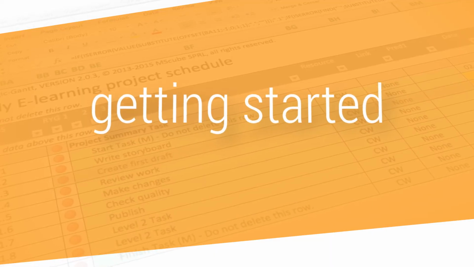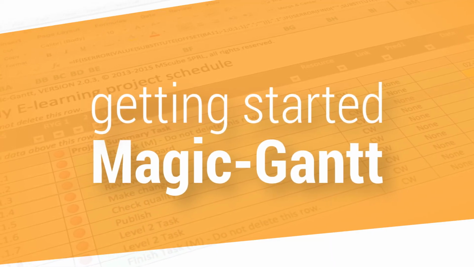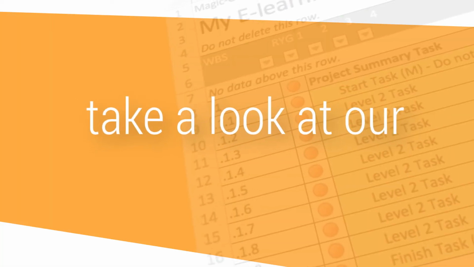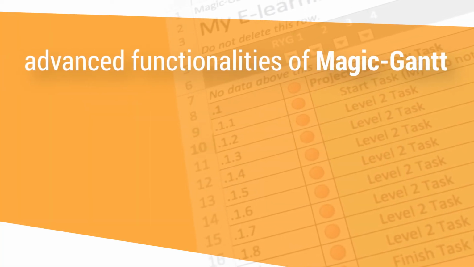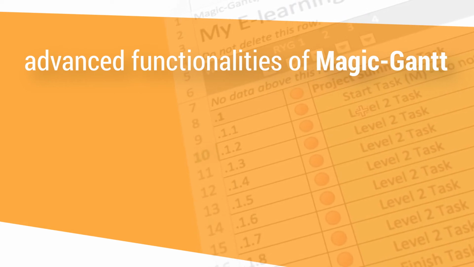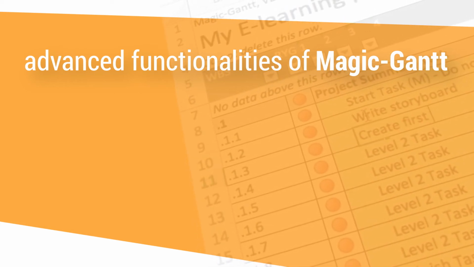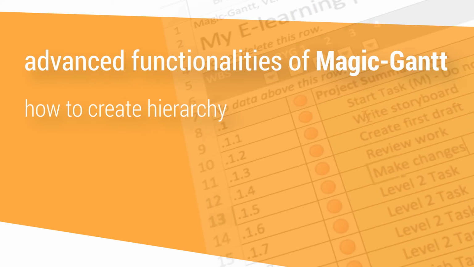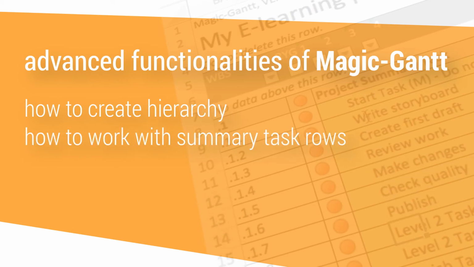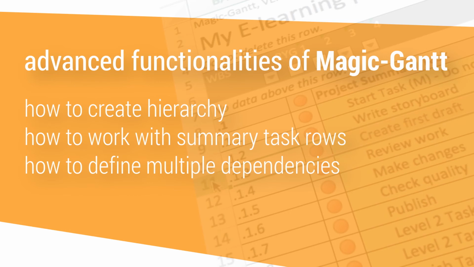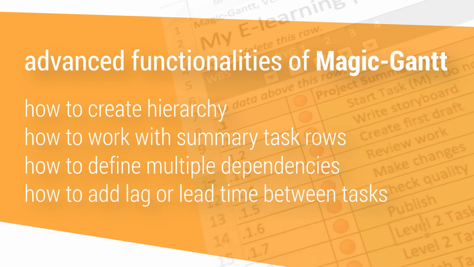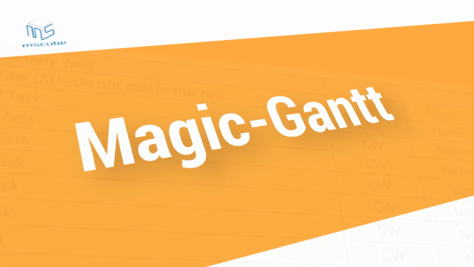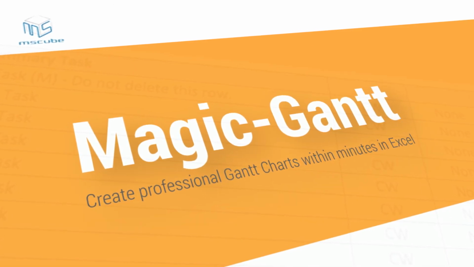Well, that is getting started with Magic-Gantt. Magic-Gantt can do a lot more though, and we encourage you to take a look at our other videos to learn about some of the more advanced functionalities of Magic-Gantt, such as how to create hierarchy, how to work with summary task rows, how to define multiple dependencies, and how to add lag or lead time between tasks. Try out Magic-Gantt. Practice will make you perfect.